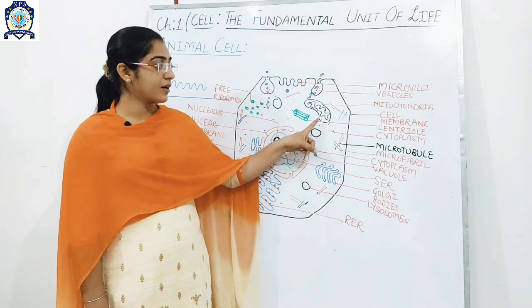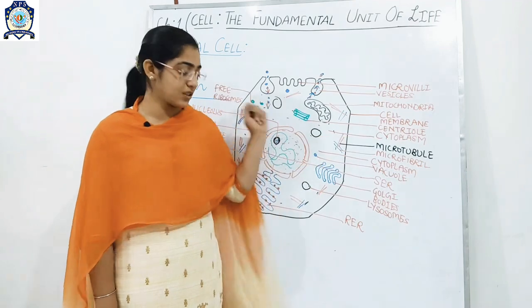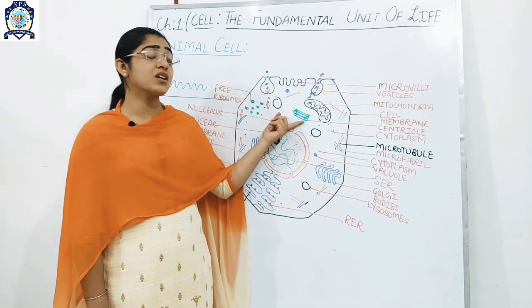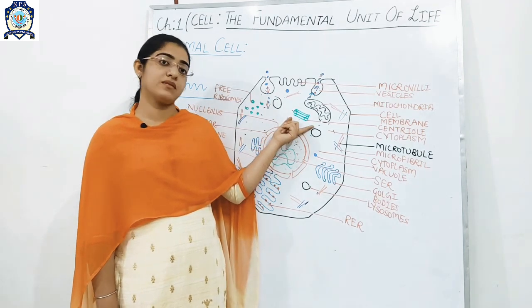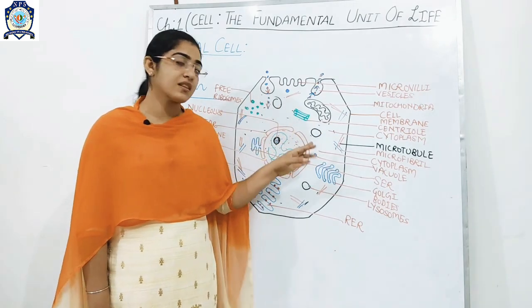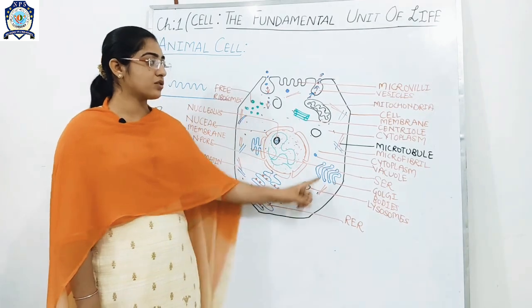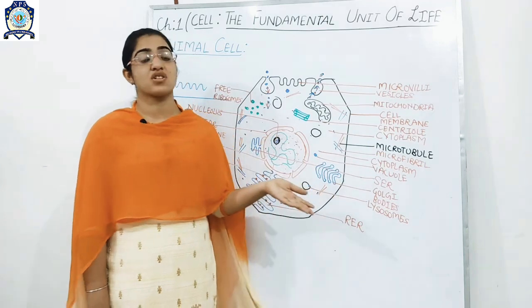After that, there is the energy currency, which is called the mitochondria. Okay, and there is also a unique feature, and that is called the centriole. Is it okay? The function of the centriole is that it helps in cell division. And there are also microtubules and microfilaments, the cytoskeletal structures.